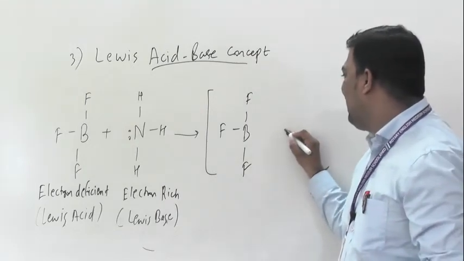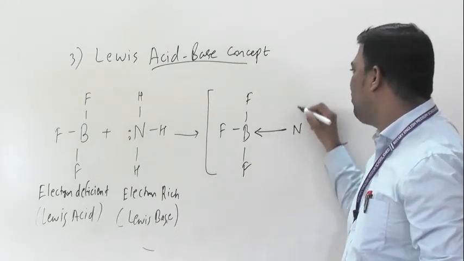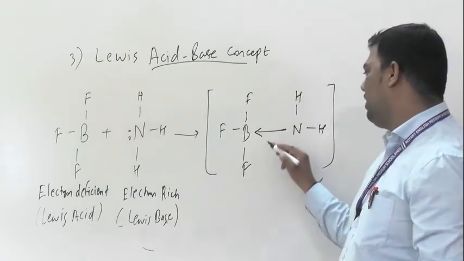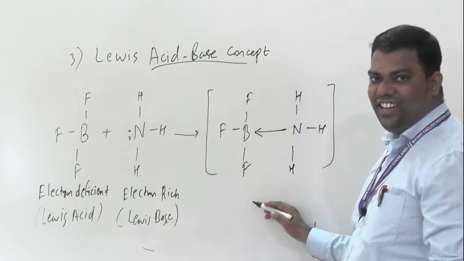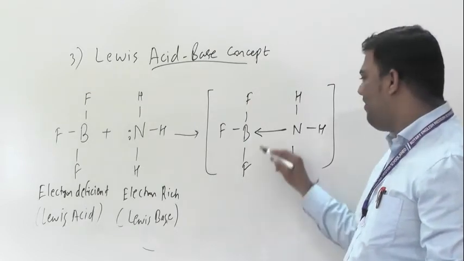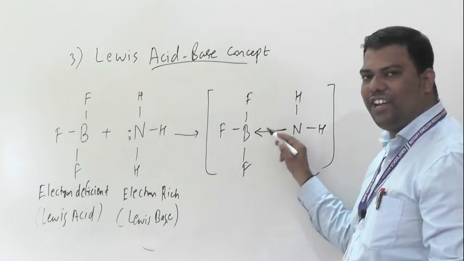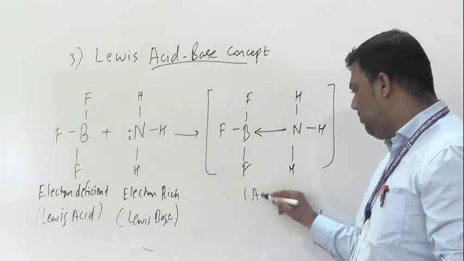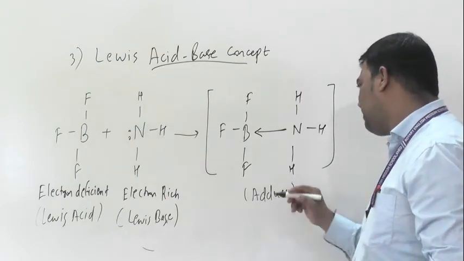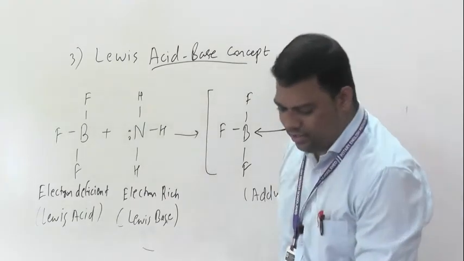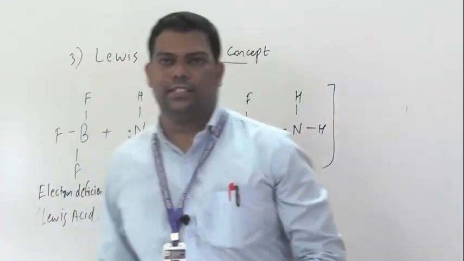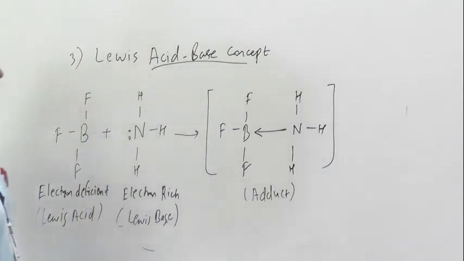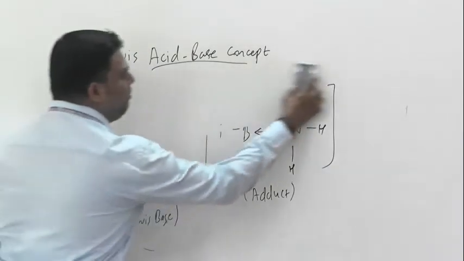So see, as with the arrow, nitrogen, hydrogen, hydrogen, hydrogen. Here an adduct will form. Whatever bond forms here is a coordinate covalent bond. Simply we call it an adduct, one of the complexes we can say like this. So you understood this Lewis acid base concept also.